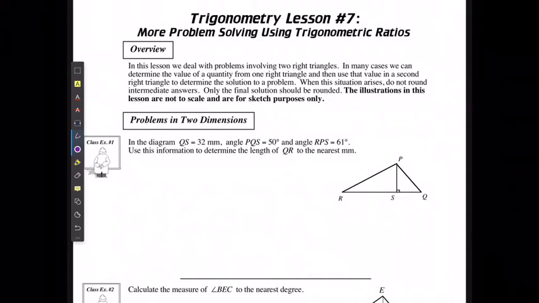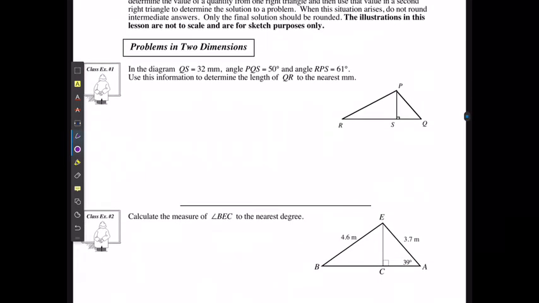Okay, our last lesson for trigonometry is going to be more problem solving. In this case, that deals with multiple right angle triangles that connect to each other. So we're going to focus just on the problems in 2 dimensions. The last problem in this is going to be a problem in 3 dimensions. You're not going to be required to do that part.